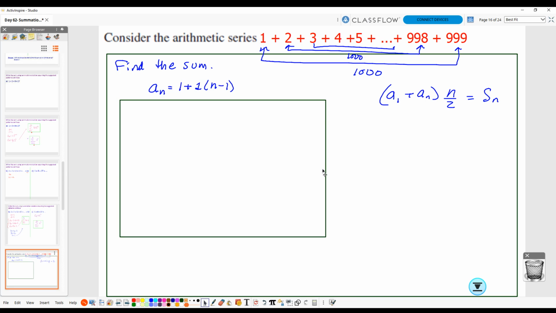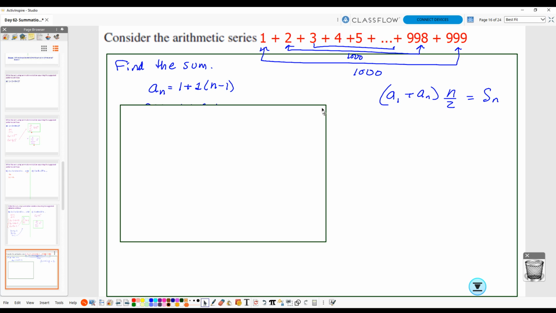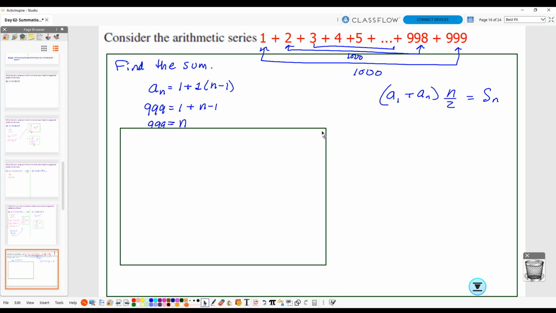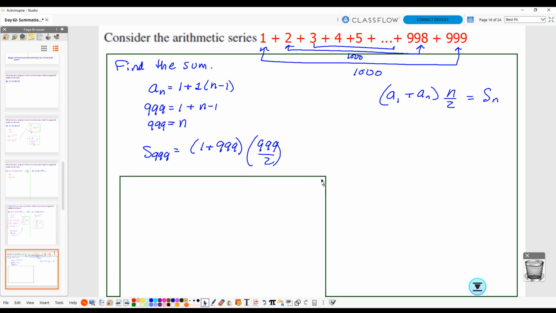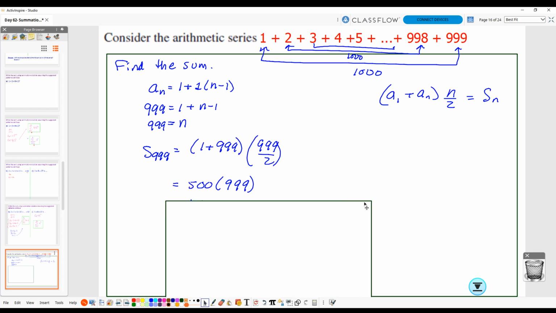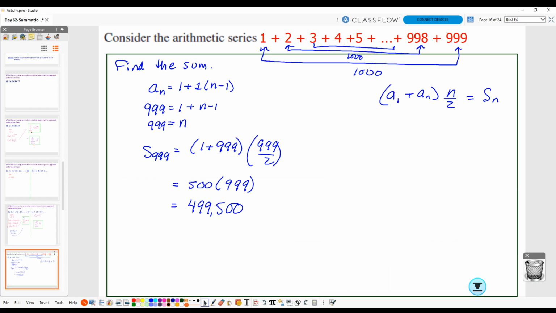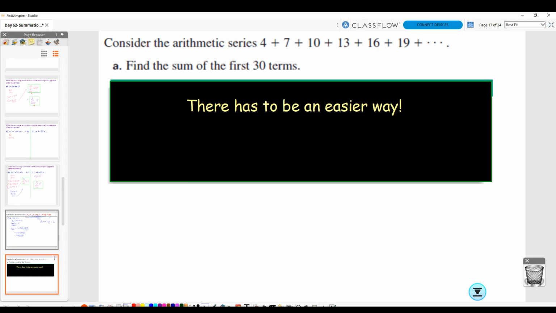So find your a sub n, find your general term, which is the first term plus the common difference times n minus 1. How many steps? Cleaning that up, it's just a sub n equals n. So there's 999 terms in this list. So to add them up, first one plus last one times the number of pairs, 999 divided by 2. And I get that sum. Try this one.